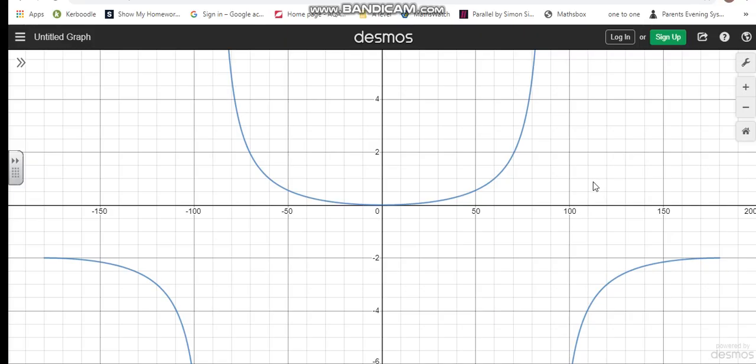So I've just gone into Desmos quickly to show you what it should look like. So you can see that this graph actually flattens off quite a lot. It's not like a parabola, it flattens quite a lot down here and goes back up. But you can see the minimum here is 0 and the maximum here is -2.